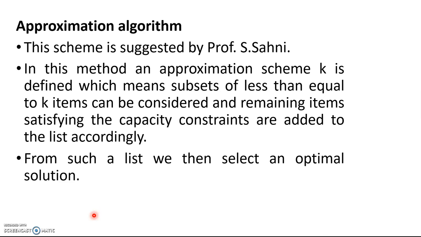That's all about the greedy algorithm. Now we are moving to the approximation algorithm. In the approximation algorithm, the scheme is suggested by Professor Sahni, and in this method we are using an approximation parameter K, which means a subset of less than or equal to K items can be considered, and the remaining items satisfying the capacity constraint are added to the list accordingly. Once the whole list has been prepared, I can find the optimal solution from the list. So this is the procedure of the approximation algorithm.